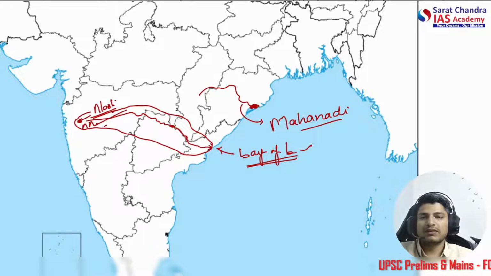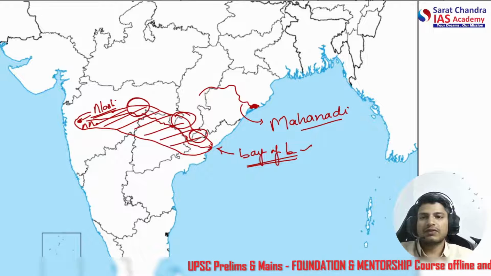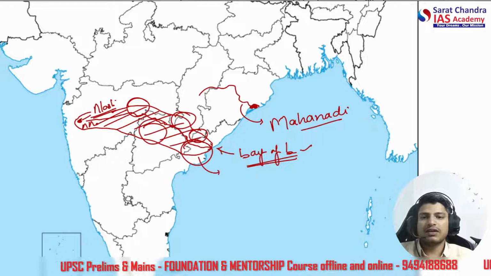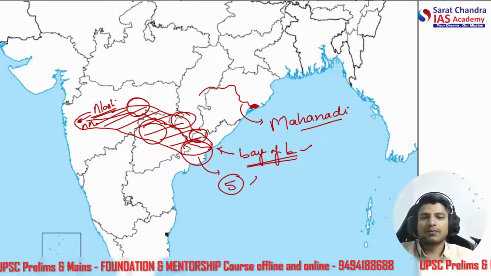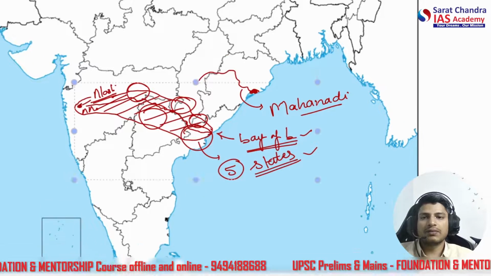So how many states is it covering approximately? It is covering something from Odisha, something from Chhattisgarh as well, something from Maharashtra, something from Telangana, and also Andhra Pradesh. So at least 5 states are covered by its basin.